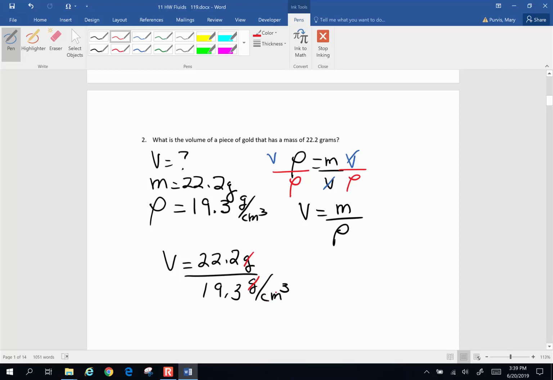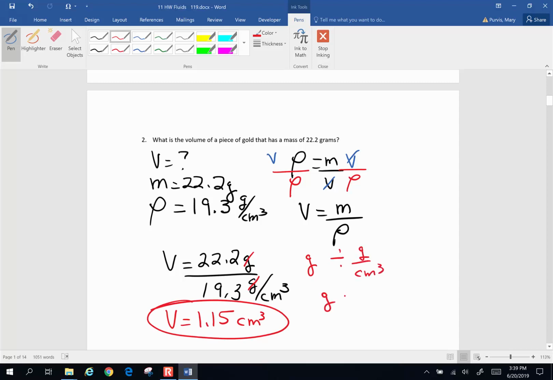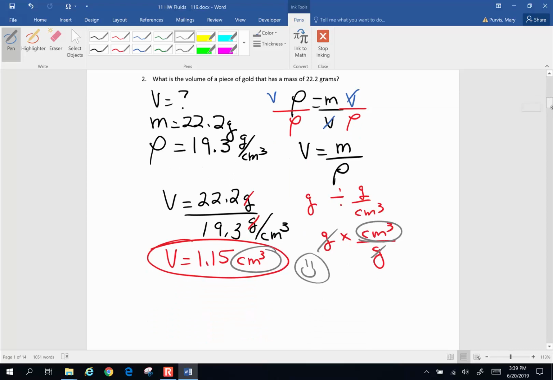We're left with cubic centimeters, but they're down in the subbasement. So how is that going to work? Well, we do the math. We're going to end up with 1.15 cubic centimeters, taking it out to 3 sig figs. Let's take a look at where those units come from. Grams divided by grams per cubic centimeter. Invert and multiply: cubic centimeters over grams. These two are going to cancel, leaving cubic centimeters. That is a happy unit world. Next problem.